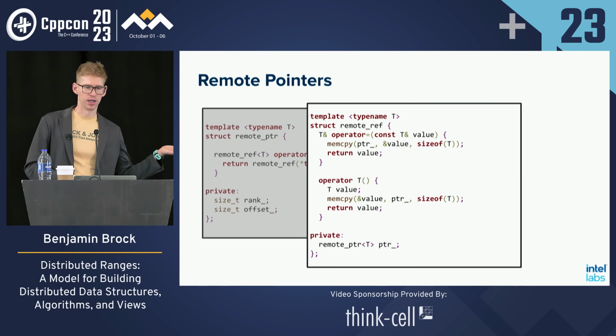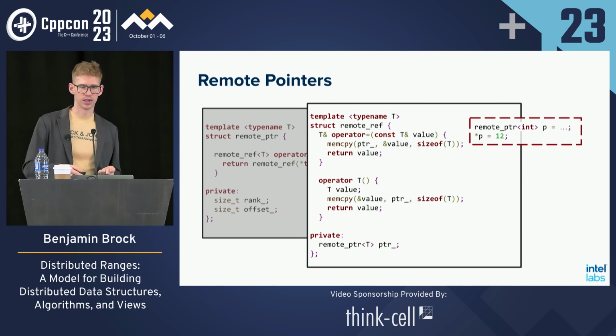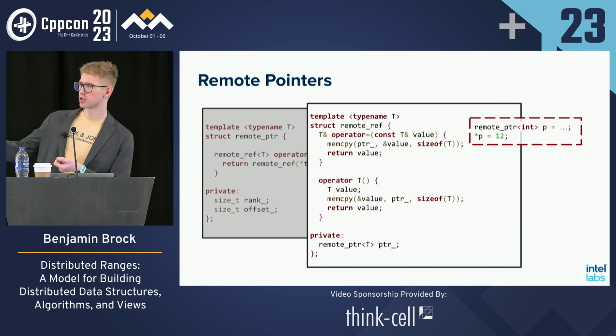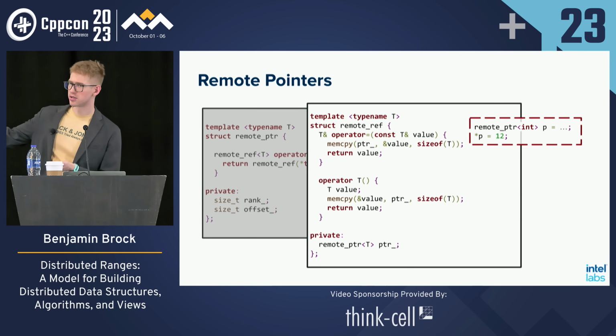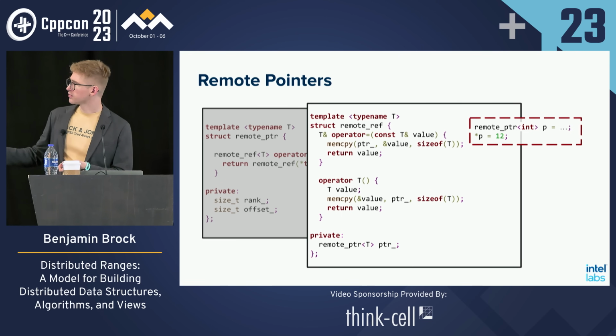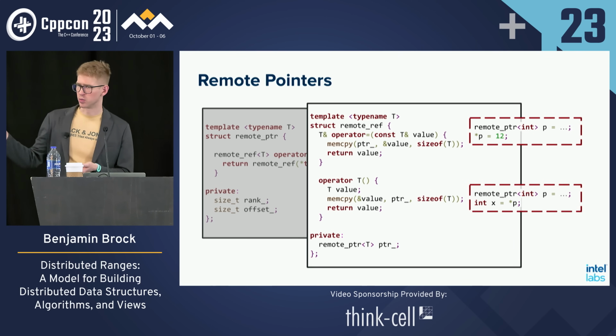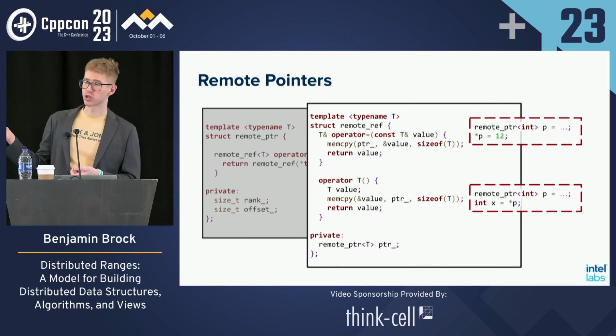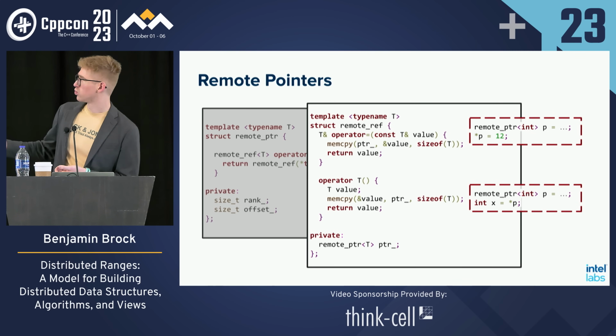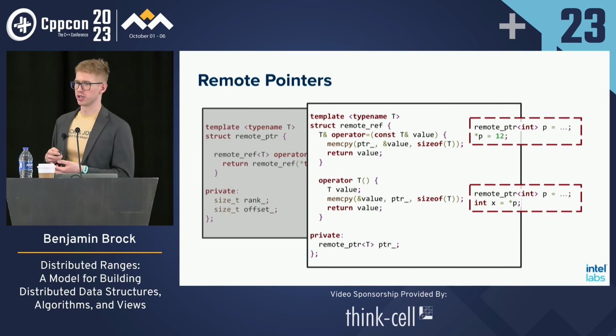And then inside of that remote reference, we can go and implement an assignment operator, which will write to that reference. So if we have a remote pointer from somewhere and we want to write a value to it, we would end up copying some data to this remote location. And then if we want to read from it, we can implement an implicit conversion operator, which will read the data and return it to the local node.